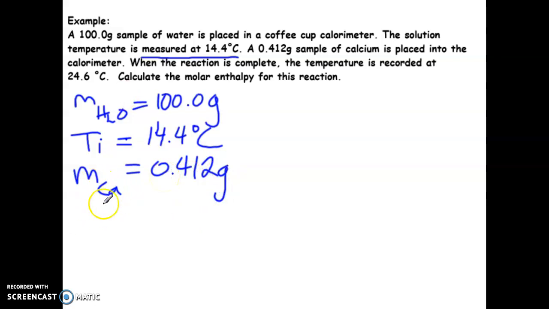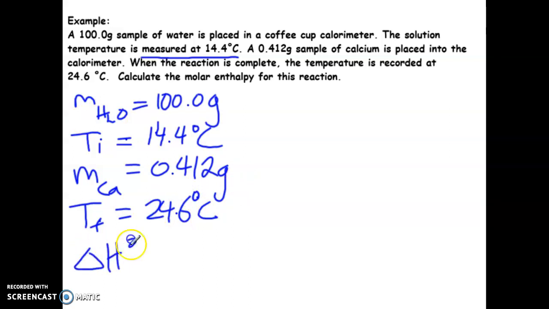So essentially what's happening is the calcium is reacting with the water, so we have a chemical reaction happening. When the reaction is complete, the temperature is recorded at, so we have final temperature at 24.6 degrees Celsius. Calculate the molar enthalpy for this reaction. So notice it's not asking for enthalpy change, it's asking for molar enthalpy change.